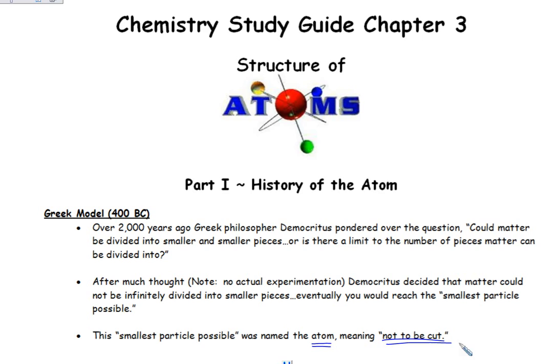So he figures, okay, at some point there's a limit to the amount of times you can cut something in half. Eventually, you'll reach the smallest particle possible. It's too small to divide anymore. And that smallest particle possible we're going to call an atom. To us this seems logical. Back in the day, people thought these philosophers were completely wacko. But again, they didn't really have any data to support their thoughts. I just have this fabulous thought that matter can't be cut forever.